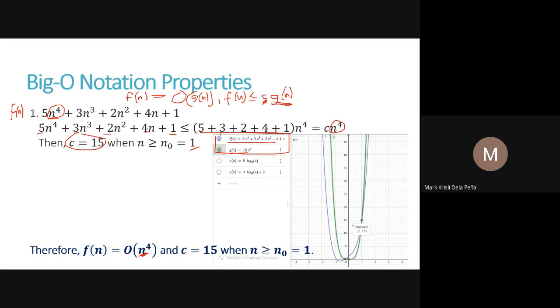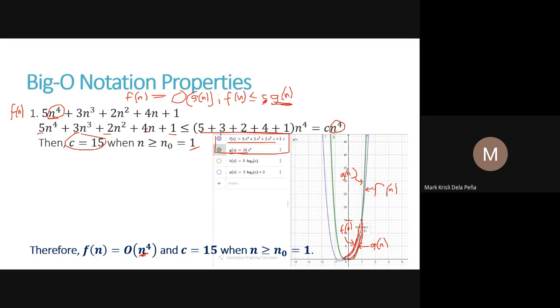That will be the case wherein they will have the same growth. But if you check in this portion here, our original function f of n has greater growth rate compared to our g of n. But as n grows larger and larger, our f of n, when compared to our g of n, is much lesser, meaning our g of n now has much larger growth rate compared to our f of n.